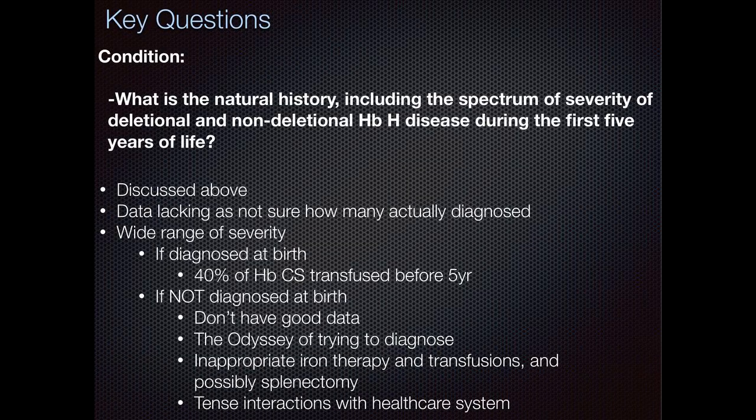So now coming back to the key questions. What's the natural history, including the spectrum and severity of deletional, non-deletional HbH, during the first 5 years? Well, much of this I discussed above, and there's data lacking to know exactly what's going on and how many are actually being diagnosed. There's a wide range of severity of disease, but if diagnosed at birth and hemoglobin H Constant Spring, about 40% require transfusions before 5 years of age.